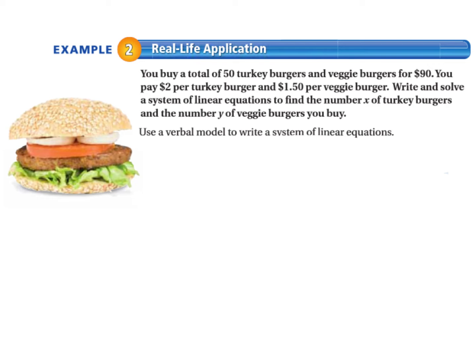Okay, here's a word problem. Now we've already done writing equations, so we've got to write our equations. You buy a total of 50 turkey burgers and veggie burgers for $90. Well, there's our first one. You buy a total of turkey and veggie burgers. So let's see. Turkey burgers is x, veggie burgers is y. So x plus y equals 50.